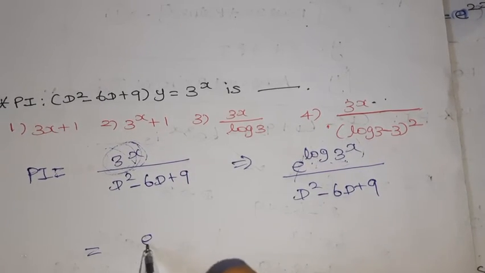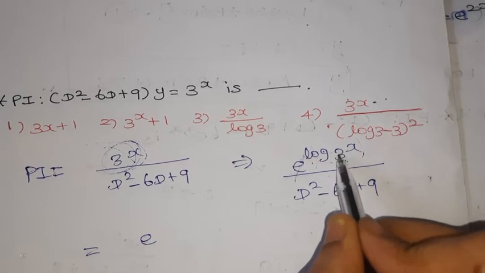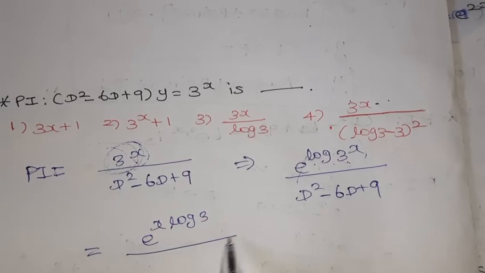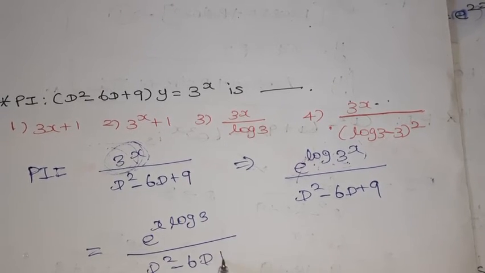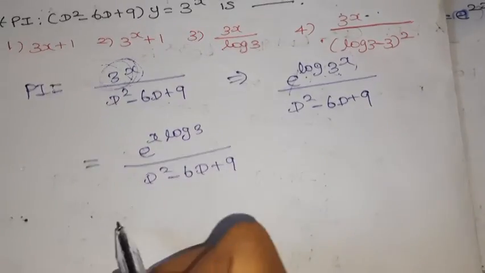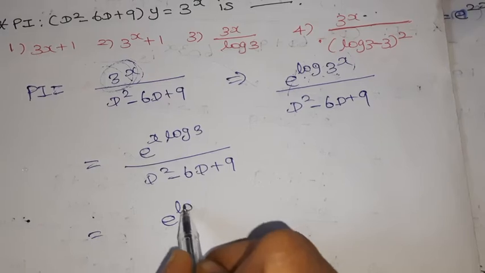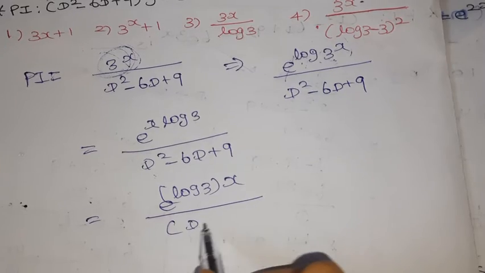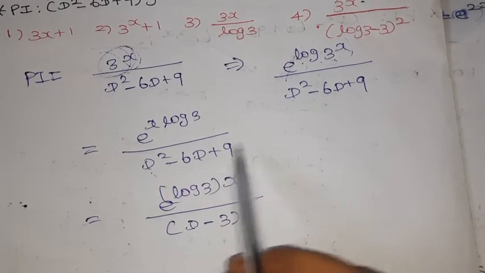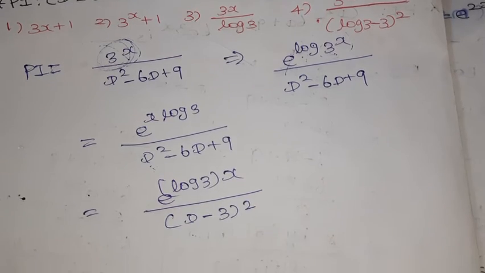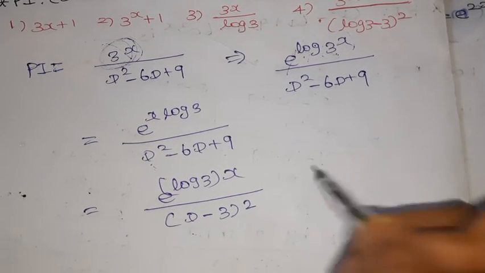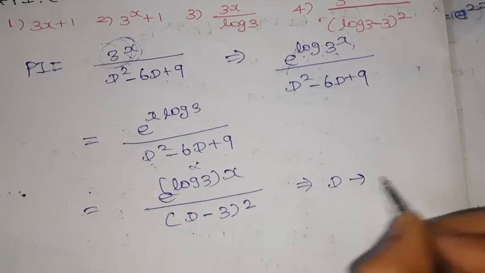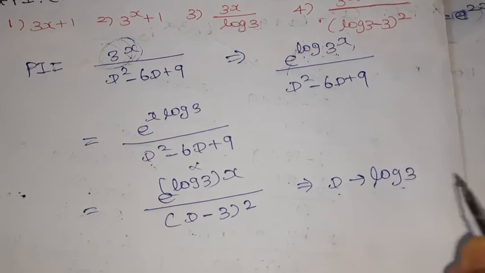So what can we write? Log a power b is b log a, so x log 3. This is a basic logarithmic formula. We can further write D square minus 6D plus 9 as D minus 3 the whole square. So D minus 3 the whole square is nothing but D square minus 6D plus 9. We need to replace D by alpha, where e power alpha x is the form, and alpha here is log 3.